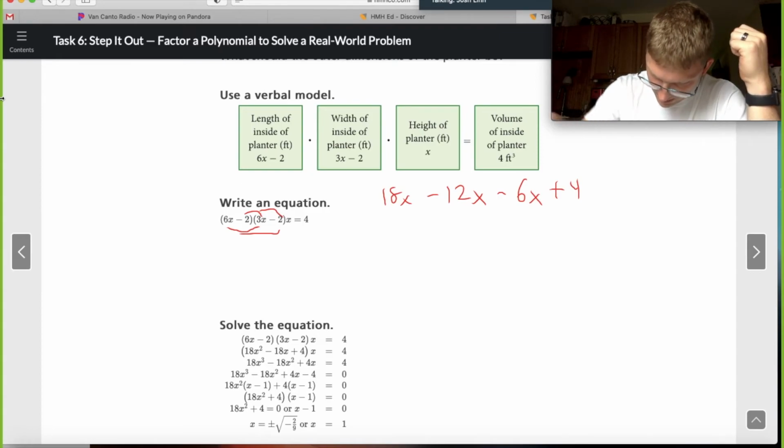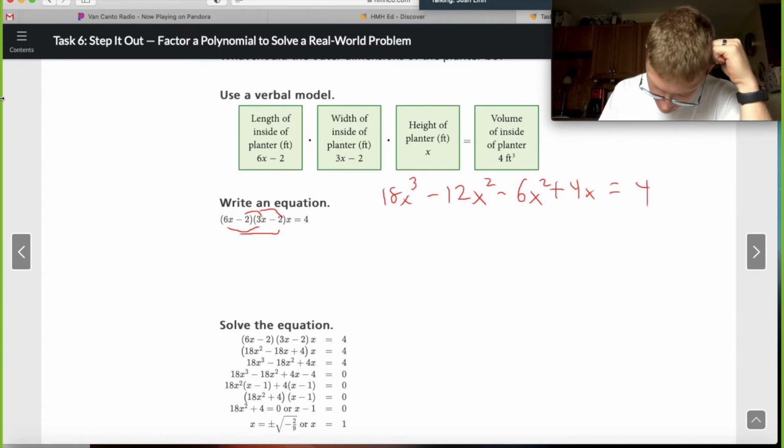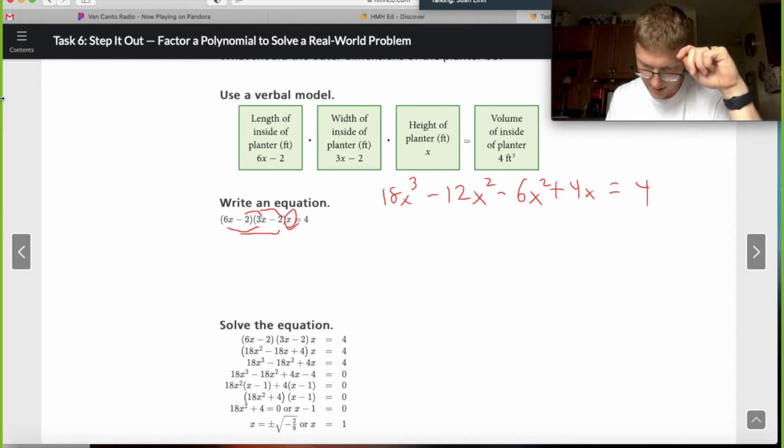So that's going to be x cubed, x squared, and x equals 4. So I just multiplied that x by everything. So that's where I got that. So then we combine like terms.